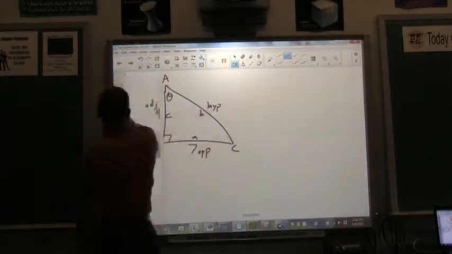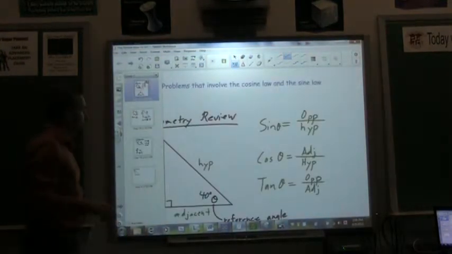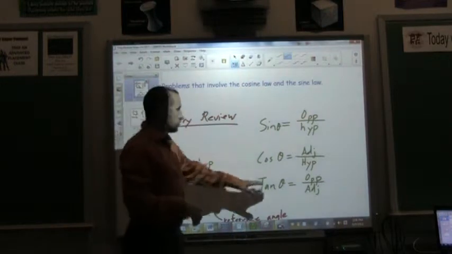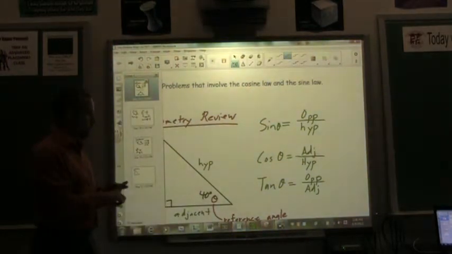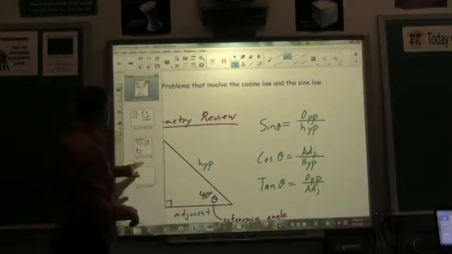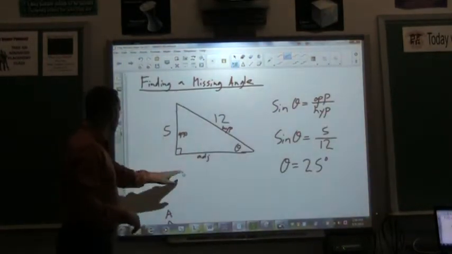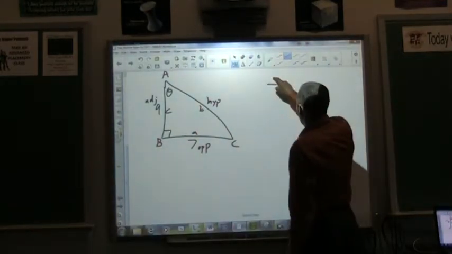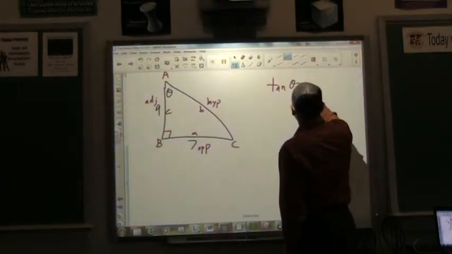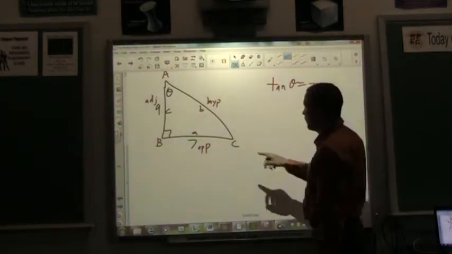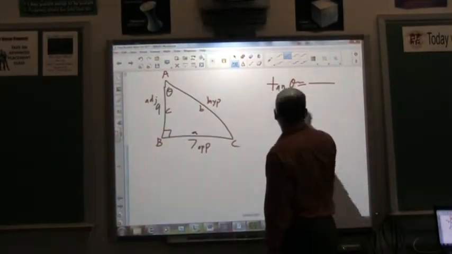So you go back to your definitions here. You say, which one of my ratios, sine, cos, or tan, has opposite and adjacent? Well, only tan does. Okay, so we go back here, and you say, well, if I do the tan of my reference, I'll have both pieces of information. I know that the tan of my theta is opposite over adjacent, or 7 over 9.